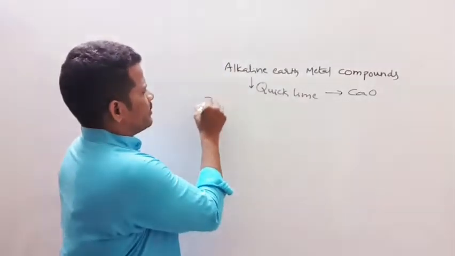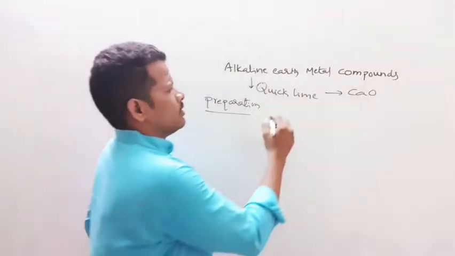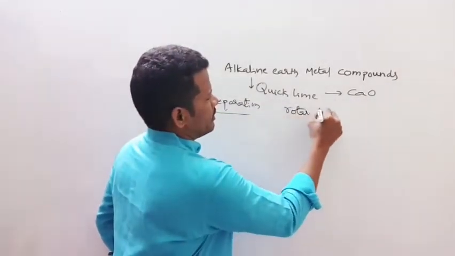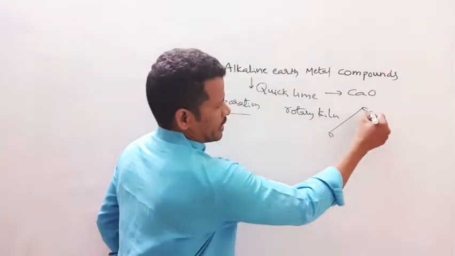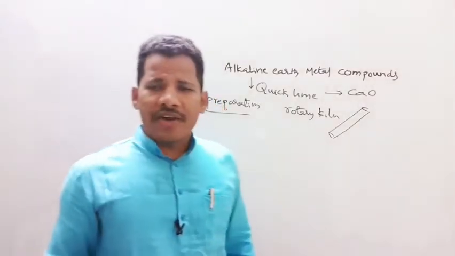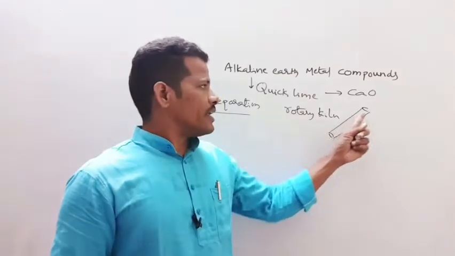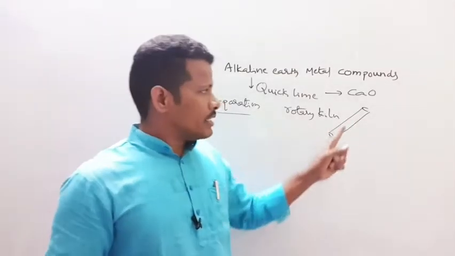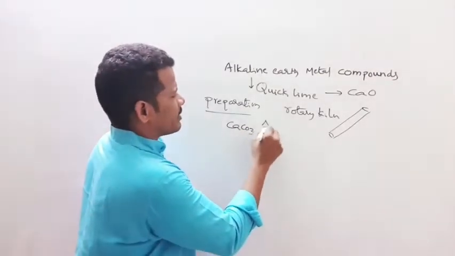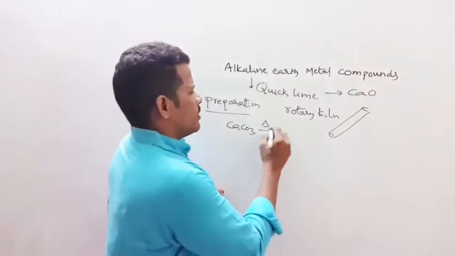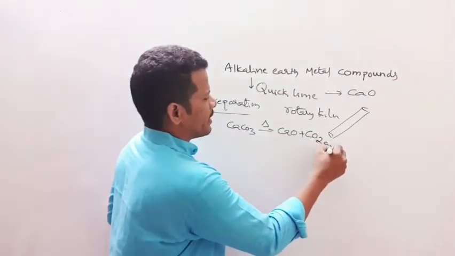How is it prepared? In preparation we have the rotary kiln. So like this, one type of large tube. Generally you know about the iron blast furnace, so like that we have a furnace like this. This is called a rotary kiln. In this rotary kiln we heat the compound calcium carbonate and finally form calcium oxide and evolution of carbon dioxide.